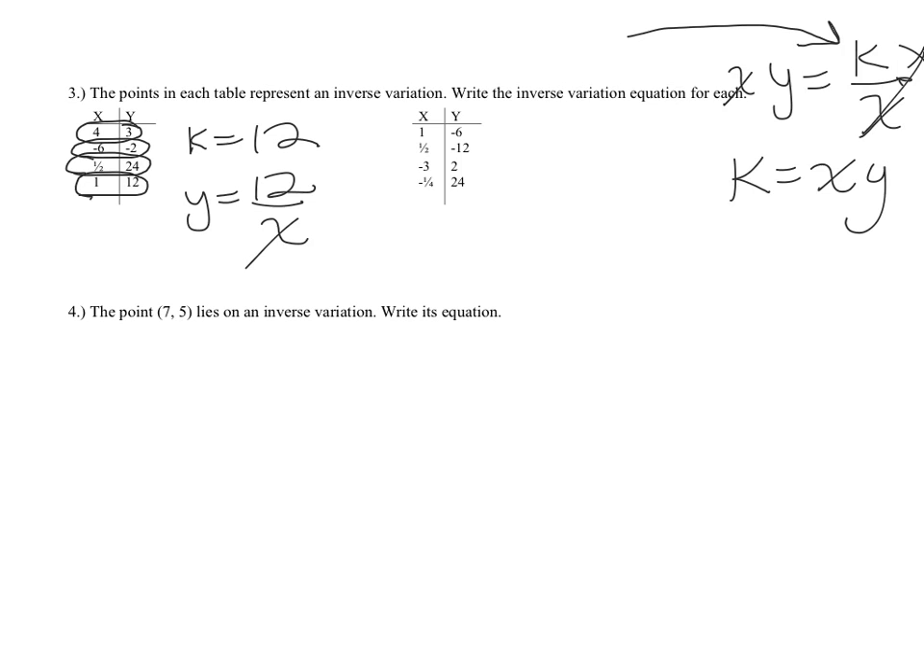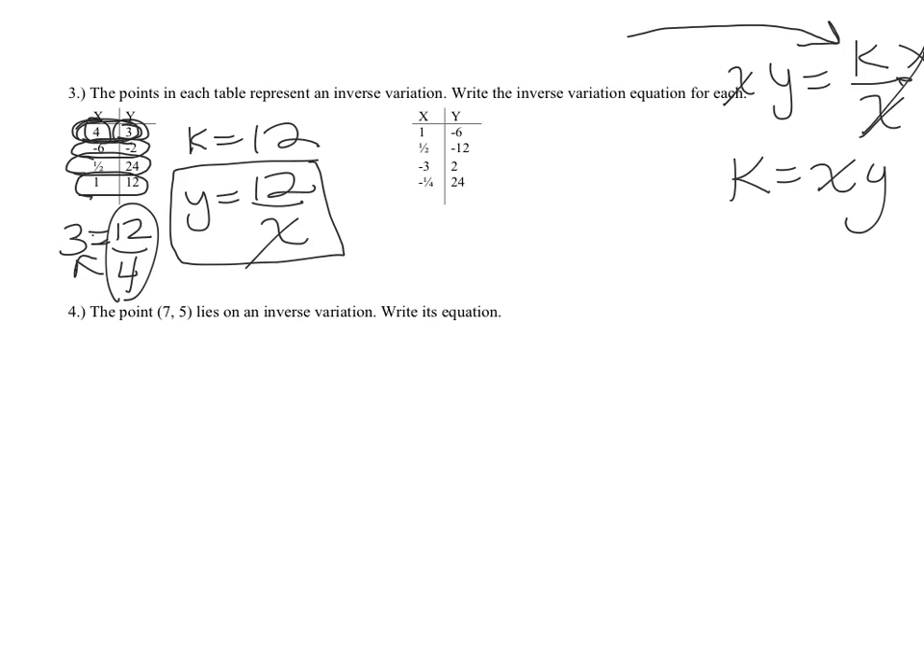And if you wanted to check to see if you were right, well, let's take an ordered pair and plug it in. So let's take 4, 3. 4 is x, y is 3. If I do 3 is equal to 12 over 4, is that a true statement? Does 3 equal 12 over 4? Yeah, 12 over 4 does equal 3. So you're good. But the equation is y equals 12 over x, right?